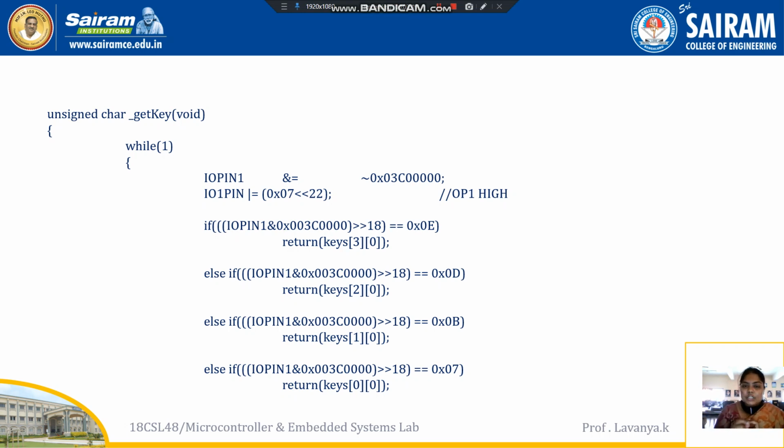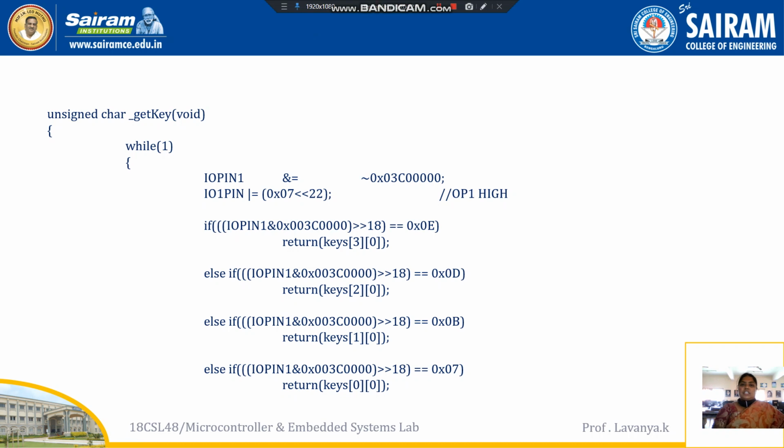That is nothing but our E value. What is the E value here? 14. I am going to display the 14 here. Then after that again D, that is 13, B is 11, and 7. Like that I am going to keep on displaying one by one as per our ASCII code. So this is my program for the LCD display of the key code using the keypad.